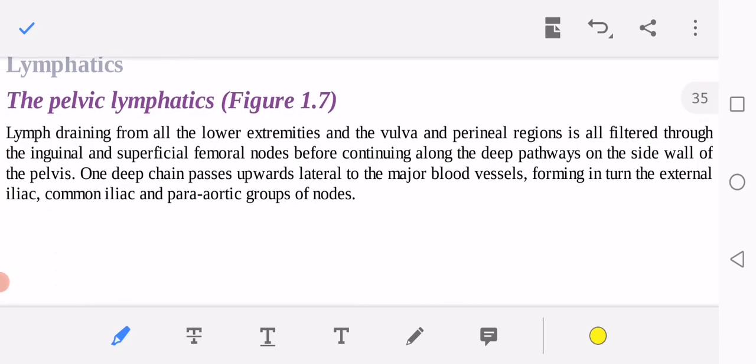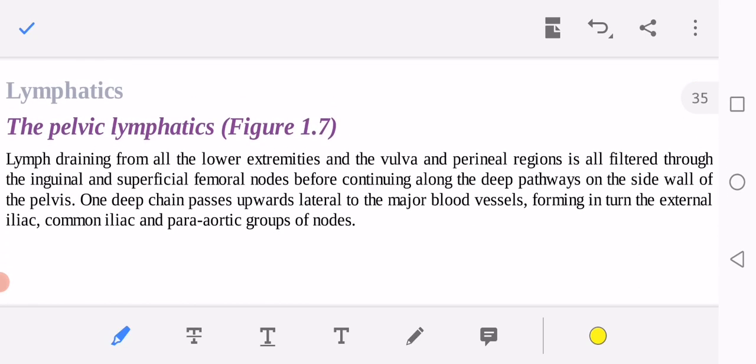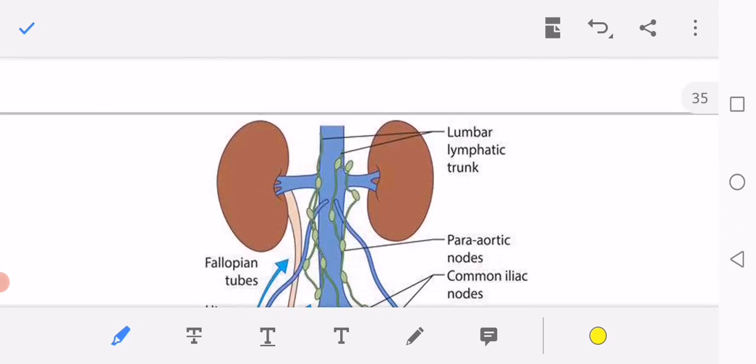Okay, what are the pelvic lymphatics? Lymphatic drainage from all lower extremities and the vulva and the perineal region is all filtered through the inguinal and the superficial femoral nodes before continuing along the deep pathways on the side walls of the pelvis. One deep chain passes upwards lateral to the major vessels, forming in turn the external iliac, common iliac and the para-aortic group of nodes.